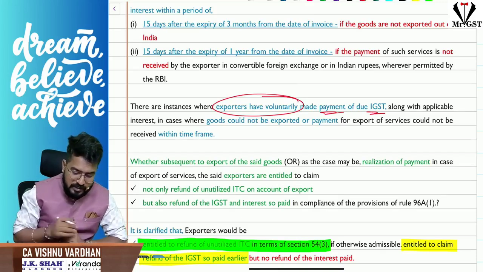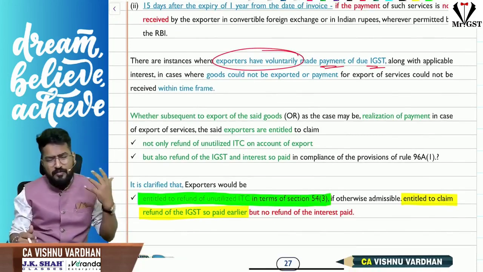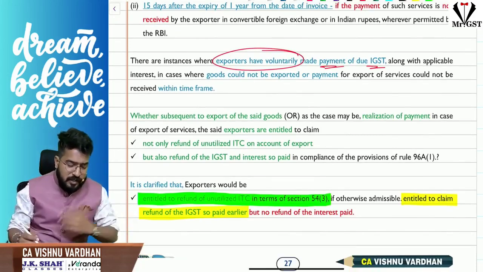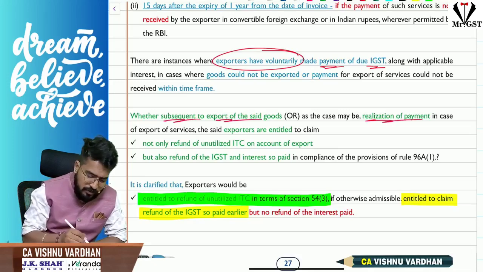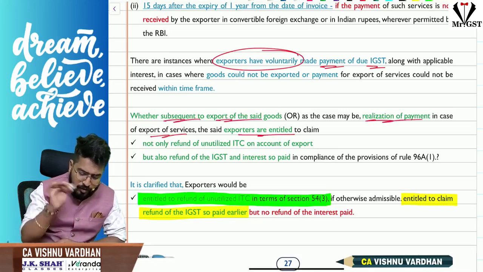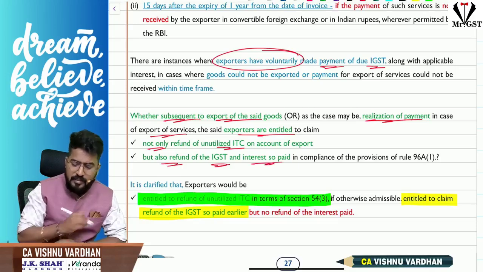So exporters are voluntarily paying this because of not fulfilling the condition. Now what happens, there is a doubt here. Subsequently, later on, after we paid IGST voluntarily, subsequent to export of said goods or the realization of payments in case of services, whether the exporters are entitled to claim refund of unutilized ITC as well as the refund of IGST paid and interest paid earlier.